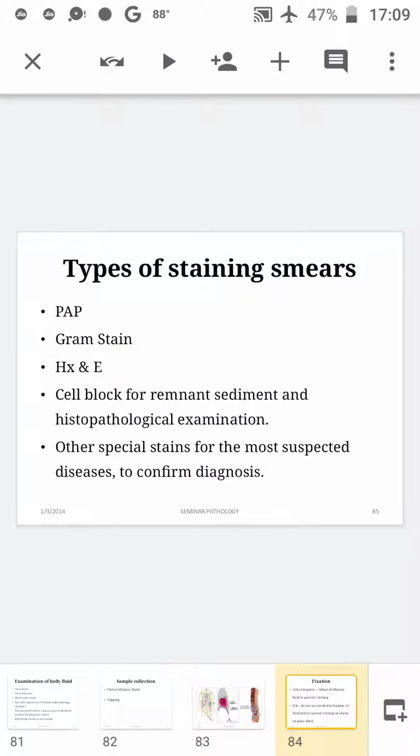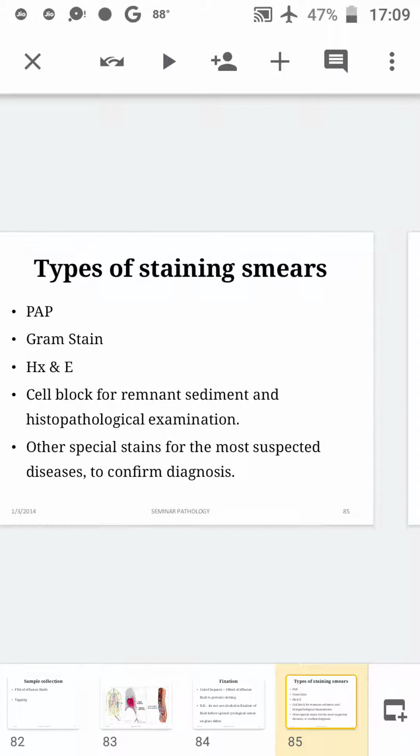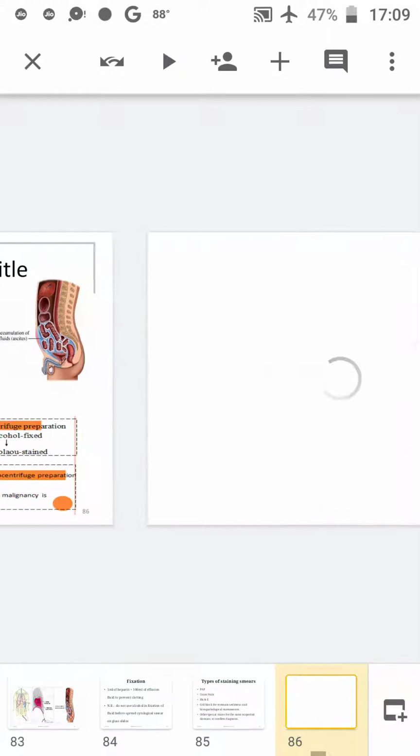So what are the types of staining? Again you have to do Pap stain, H&E stain, and Gram stain to look for gram positive or gram negative bacteria. Cell block can be done. If a cell block is done, it is very good because it can be taken for histopathological examination also.